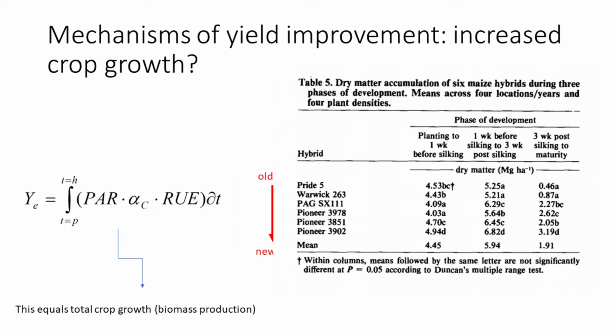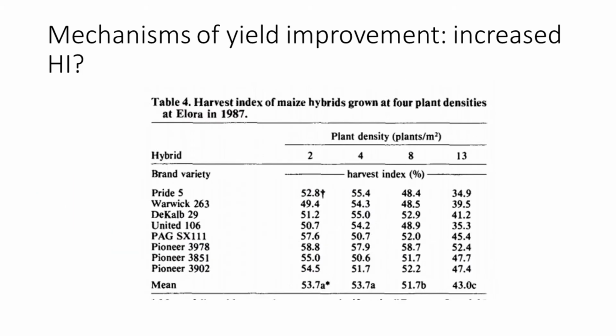effect on biomass accumulation. Now let's look at the last component of that yield equation, harvest index, the proportion of total crop growth or biomass that's allocated to the grain. So again, we have the 9 varieties from oldest at the top, Pride 5, to newest, the Pioneer 3902, newest for 1988, or 1987 rather, and harvest index at different plant densities.